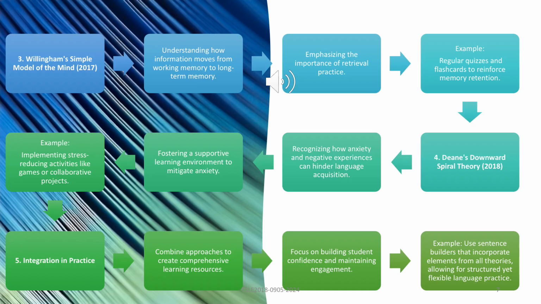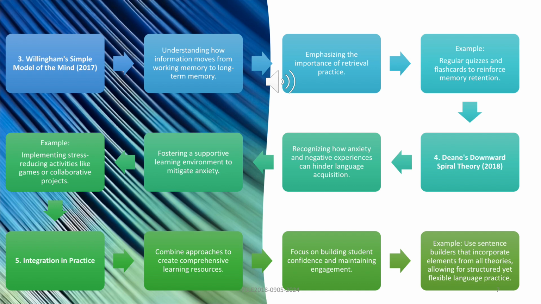Thirdly, Willingham's simple model of the mind provides essential insight into language learning by explaining how information moves from working memory to long-term storage through deliberate practice and meaningful connections. His model emphasizes that working memory has limited capacity, typically holding only 4 to 7 items, making it crucial to break down complex language structures into manageable chunks and use spaced repetition to strengthen memory pathways.